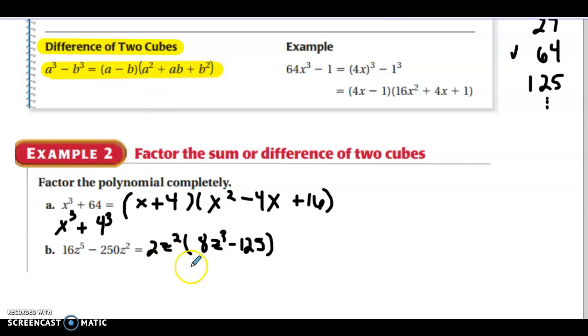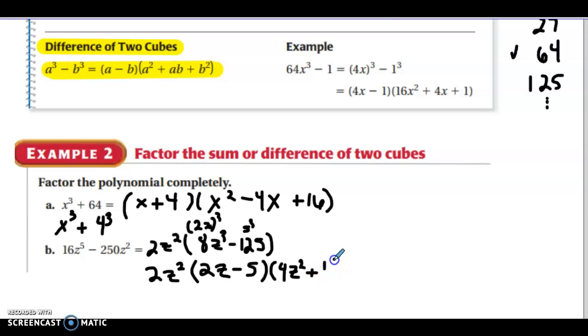So it's going to fit this difference of cubes pattern. And I think about, well, what cubed is 8z cubed? Well, that's 2z cubed. And then 5 cubed is 125. So in the pattern, a minus b is going to be 2z minus 5. And then a squared, 2z squared is going to be 4z squared, because it's 2z times 2z, plus 2z times 5 is 10z. And then minus b squared, or sorry, plus b squared, 5 squared is 25.